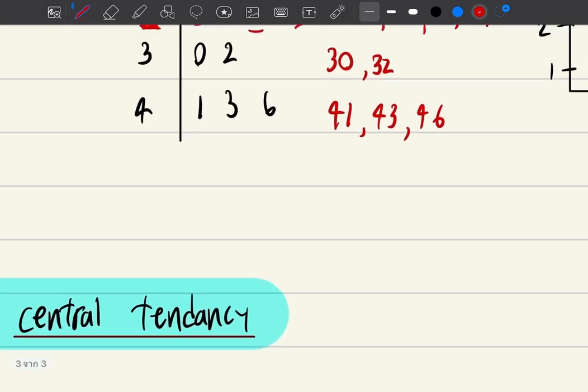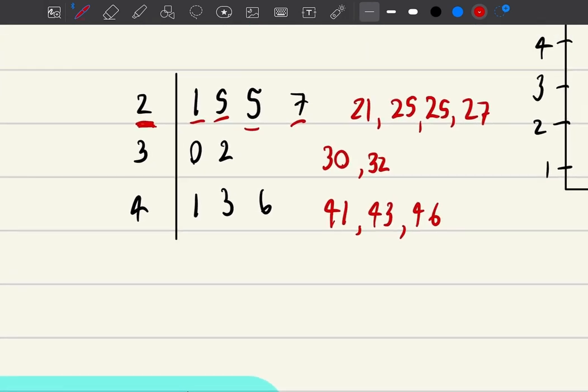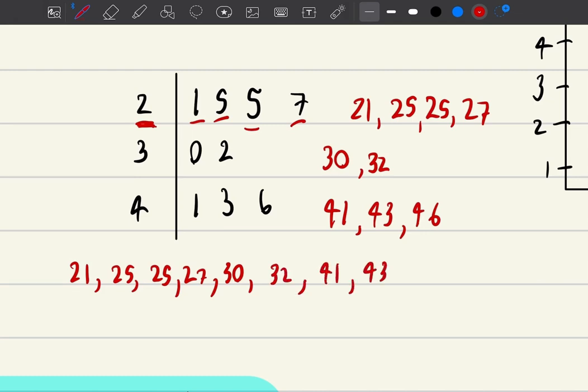So the values that we can read from the stem and leaf display are going to be 21, 25, 25, 27, 30, 32, 41, 43, and 46.